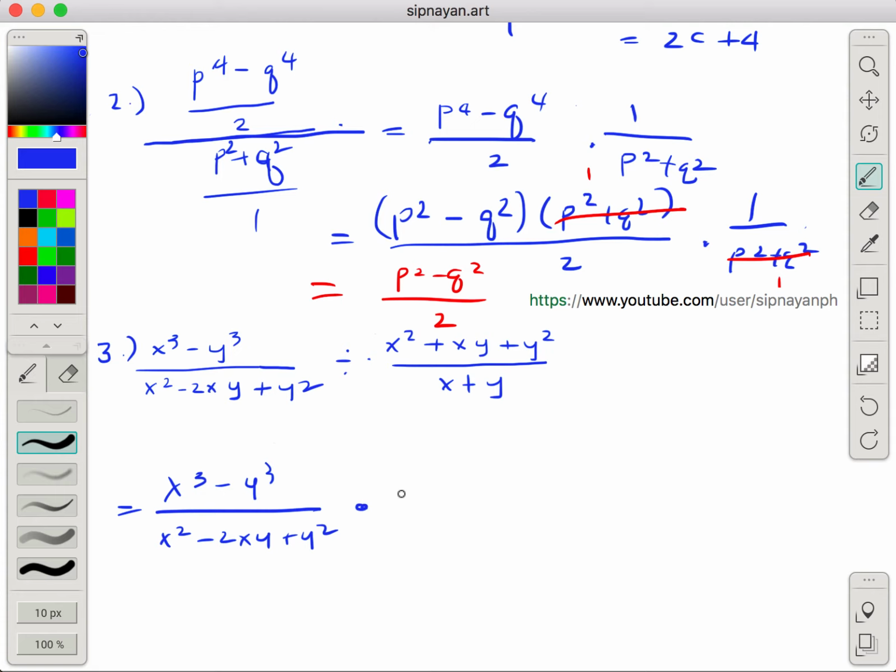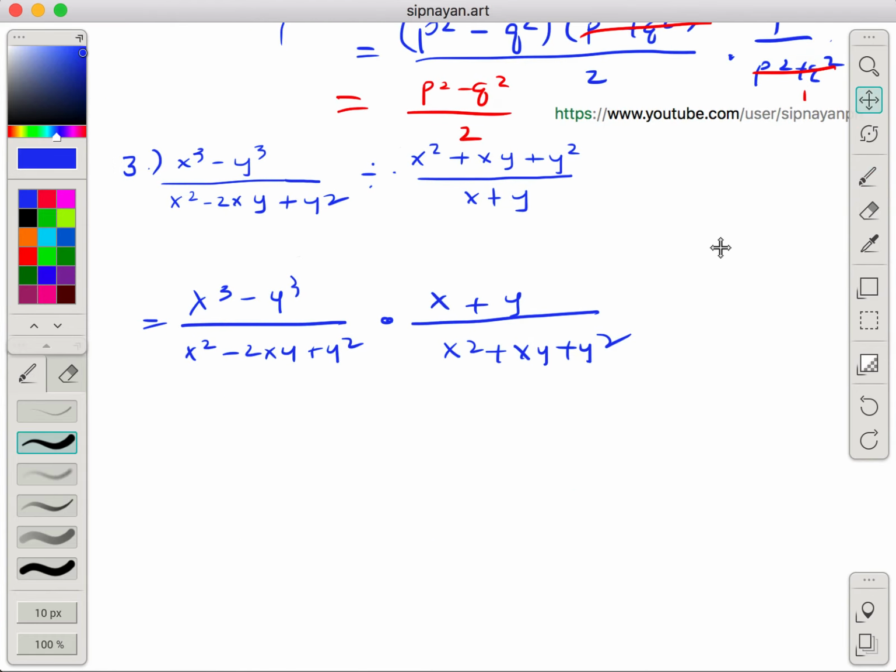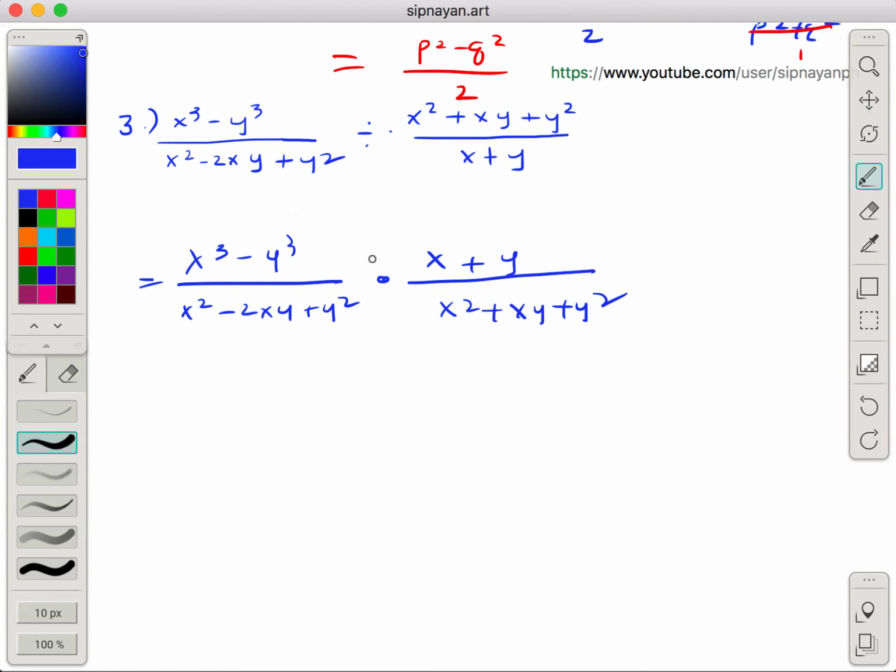So, pareho lang yan. Pag nag-divide ka, you're actually multiplying the dividend by the reciprocal of the divisor. So, yan yung process. So, yung reciprocal nito is x plus y over x squared plus xy plus y squared. Okay? And then we simplify or we factor out.